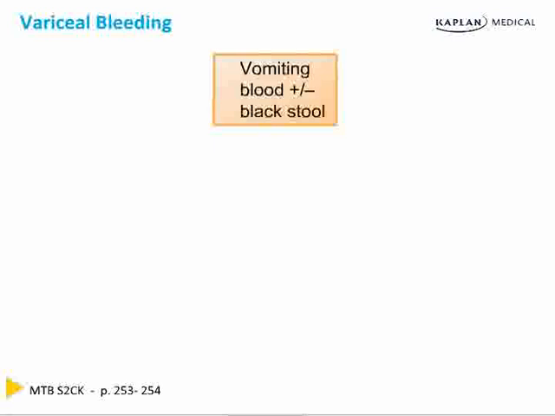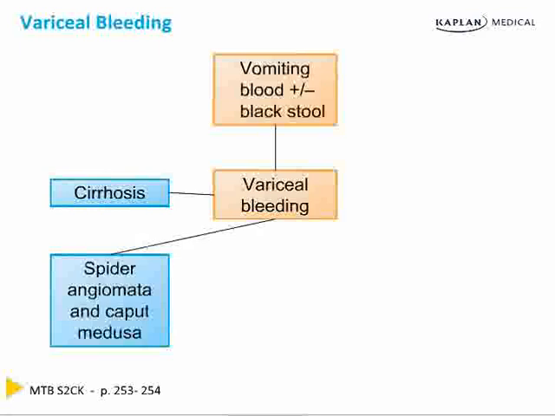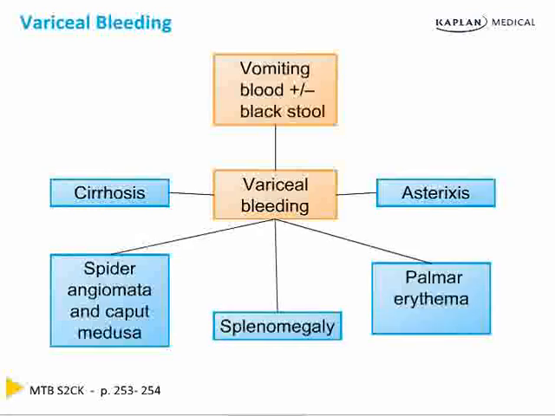Variceal bleeders will present with hematemesis with possible black stool. The only form of GI bleeding in which physical exam helps to determine the etiology is variceal bleeders. The signs of liver disease help establish the diagnosis. Variceal bleeding is suspected when the case describes a patient with cirrhosis, spider angiomata and caput medusa, splenomegaly, palmar erythema, and asterixis.